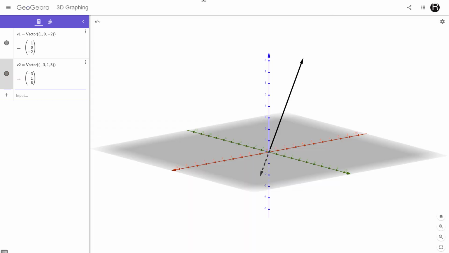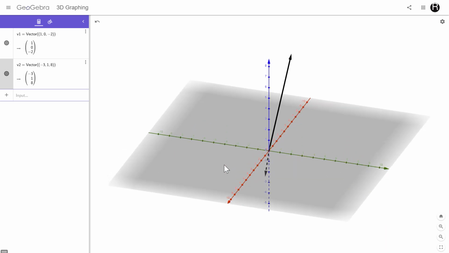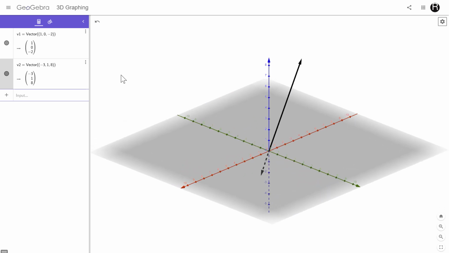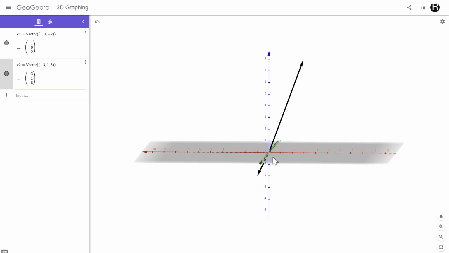Now let's take a look at what happens in 3 dimensions. So this is GeoGebra again. There's 3D graphing. And I have a couple of vectors here that I'm calling v1 and v2. So the vector v1 is 1, 0, negative 2. The vector v2 is negative 3, 1, 8. So these are my vectors.